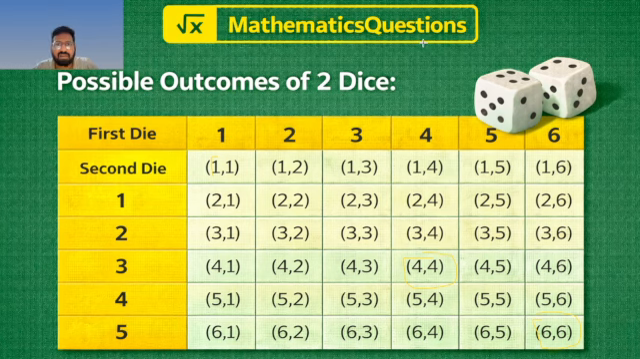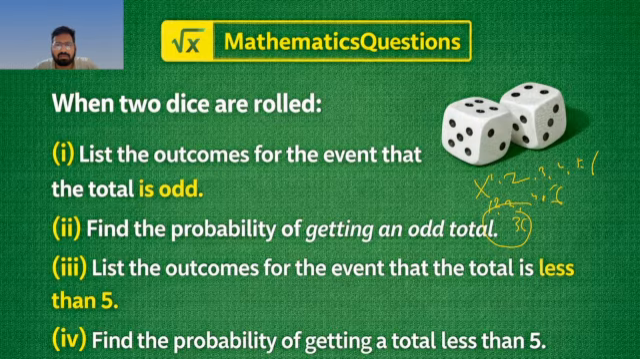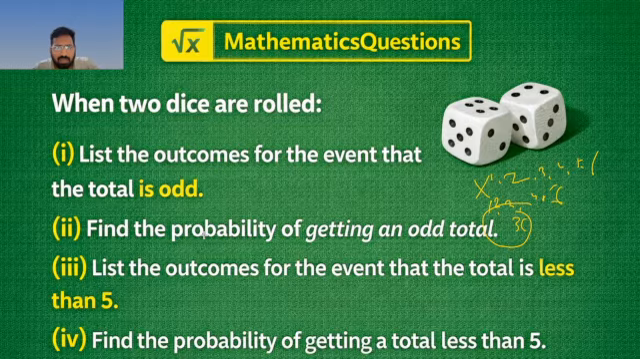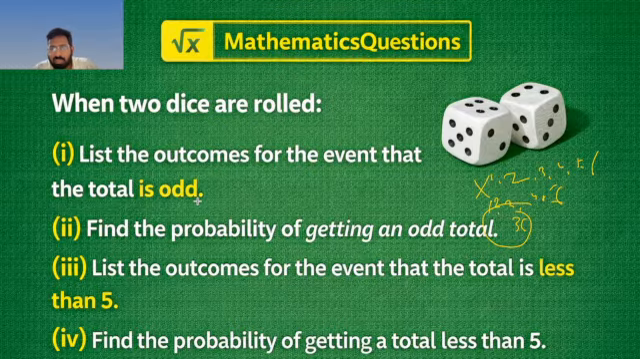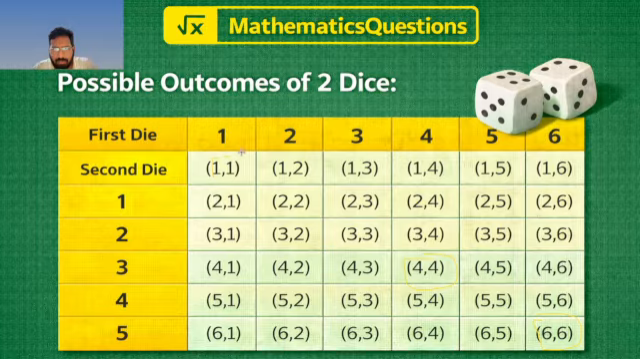Now the question asks us, find the probability of getting an odd total. So we identified, list the outcomes for the event that the total is odd. For the total we identified there are 36. How many of them are odd? The total sum is odd.